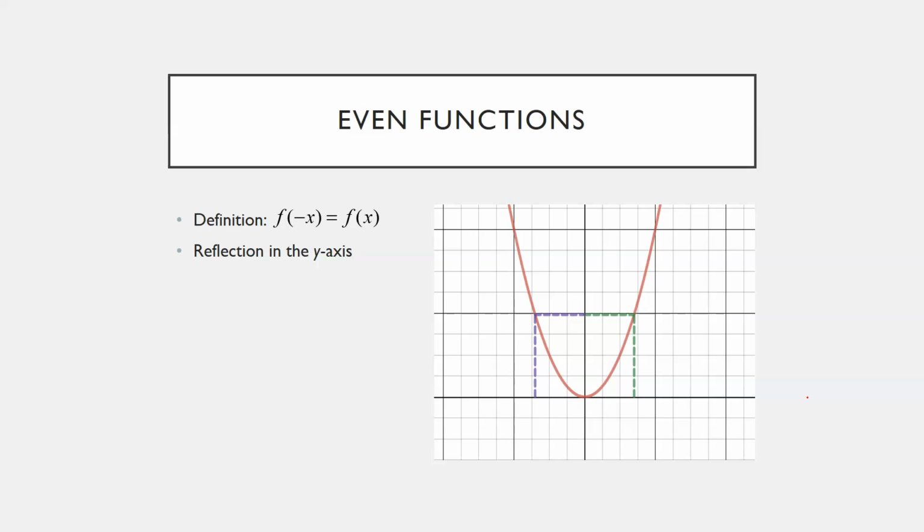An even function is one where f of negative x is equal to f of x. So x here and negative x here, they have the same y value. That is, f of negative x is equal to f of x. They're the same. This here is a reflection in the y-axis. Now, as you can see, most functions that we look at aren't odd or even, but it's important that you know the definition of each of these.